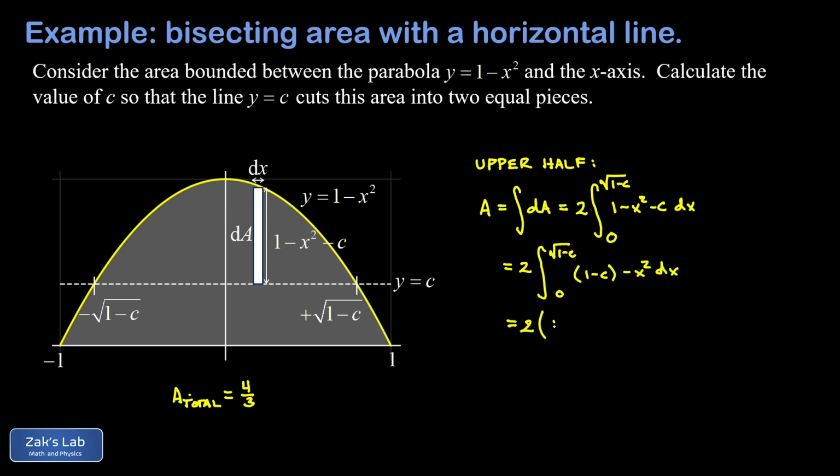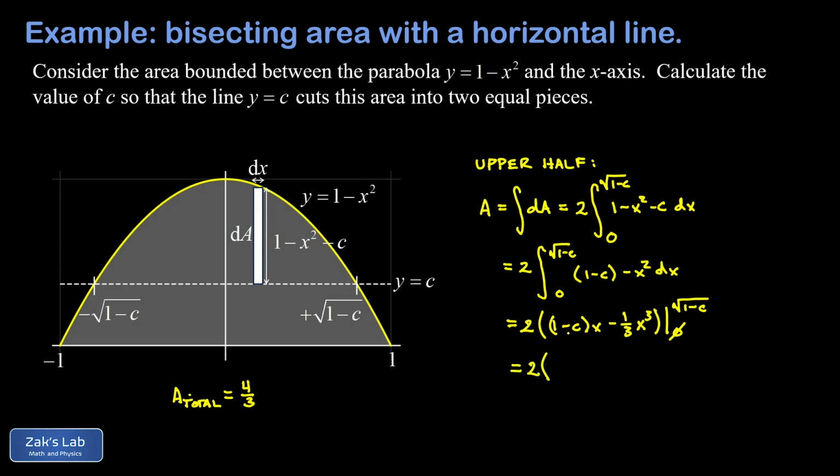So the 1 minus c integrates to a 1 minus c times x. The x squared integrates to a 1/3 x cubed. And now we're really seeing an advantage to using symmetry here, because I don't have to put in a lower limit of negative square root 1 minus c. I just have a 0 there. And when I replace x with 0, again, the entire expression vanishes. So all I have to do is replace my x's with a square root of 1 minus c.